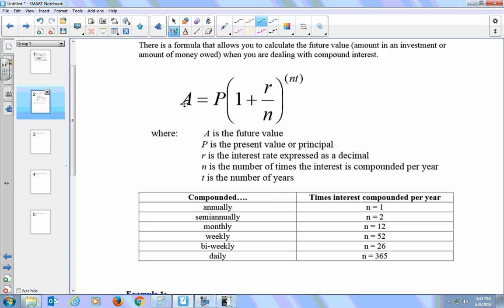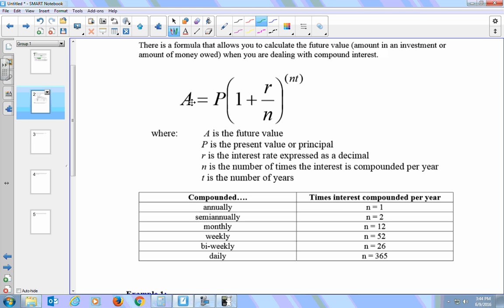The ultimate amount, or the future value of the loan, is equal to the principal times, that's what this bracket means, 1 plus the rate divided by n. Now n is relatively new. It's the number of times the interest is compounded per year. So in 1 year, how many times does the interest get calculated? We'll come back to that.